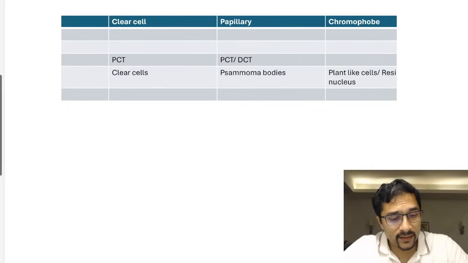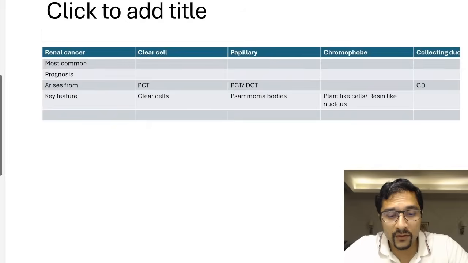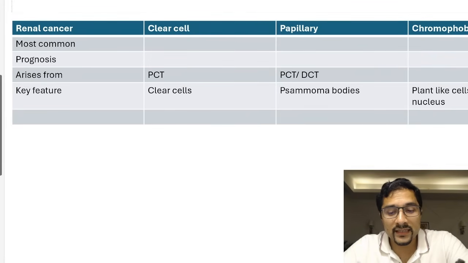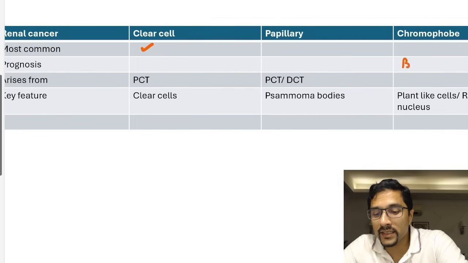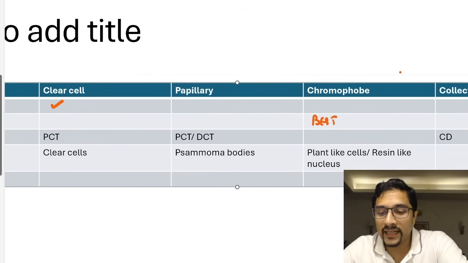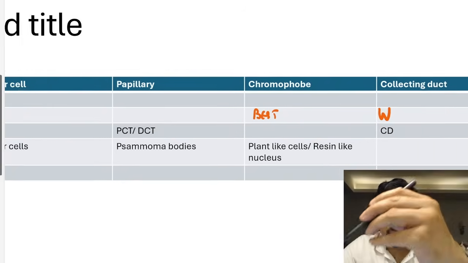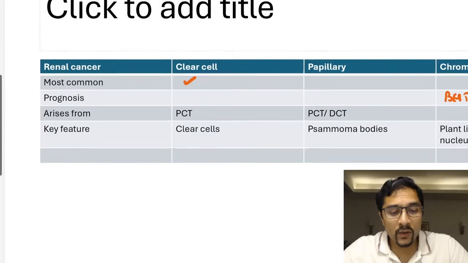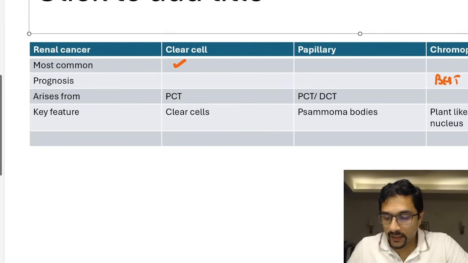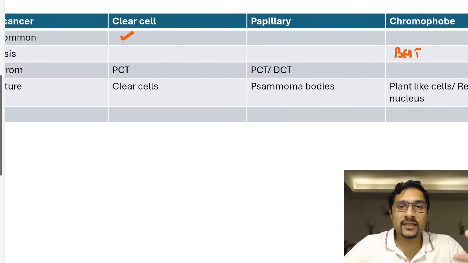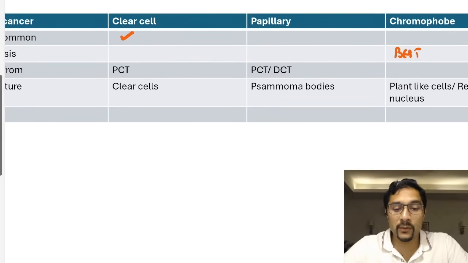And this table basically summarizes all the points regarding renal cell cancers. We know that the most common renal cell cancer is clear cell. Prognosis wise, the best prognosis is of chromophobe type, and the worst prognosis is of the collecting duct type. Clear cell arises from proximal convoluted tubules, and the key feature is the clear cells, which are glycogen rich cells that become clear when you do fixation.